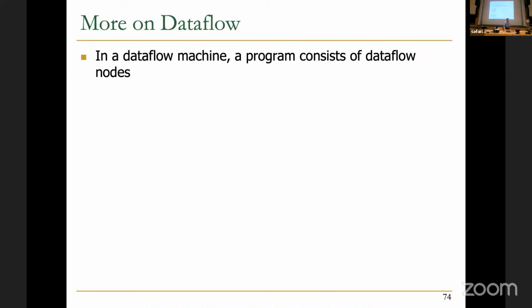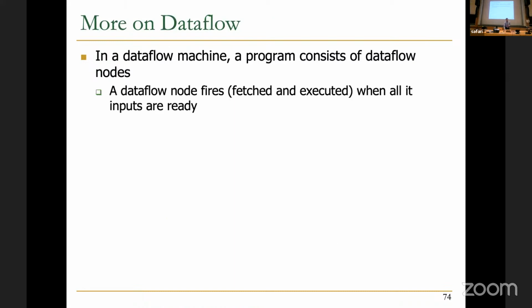But let's take a look at the data flow as exposed to the programmer. So basically, in a data flow machine, the programmer writes data flow nodes. In fact, you could program it graphically, as we will see. A data flow node fires, it's fetched and executed when all of its inputs are ready. So there needs to be machinery to enable that. I'm not going to talk about exactly how the microarchitecture of a data flow machine is implemented. Later, we're going to see a glimpse of it when we talk about out-of-order execution. Basically, it fires when all inputs have tokens in them.